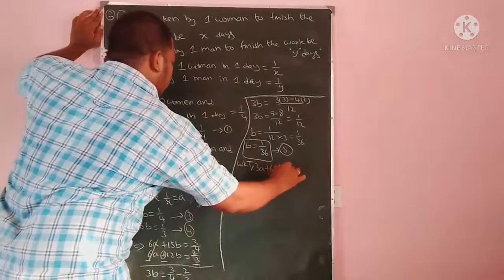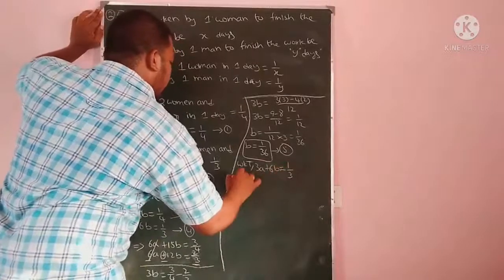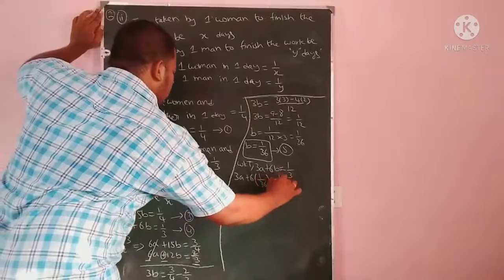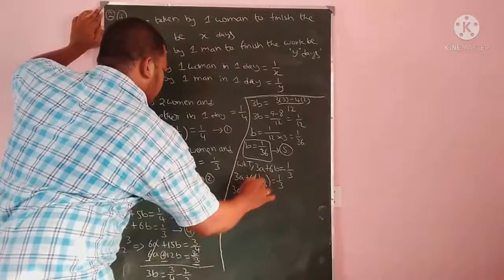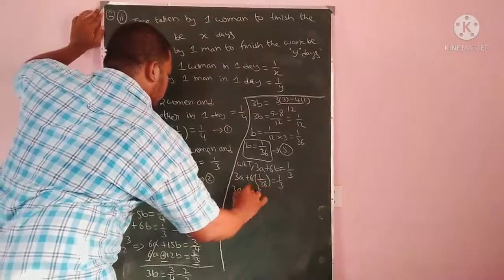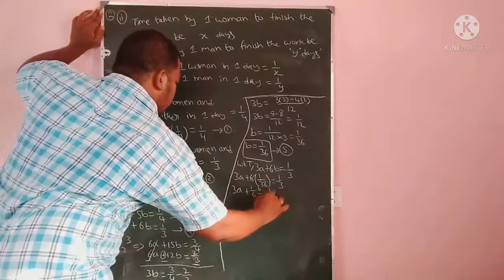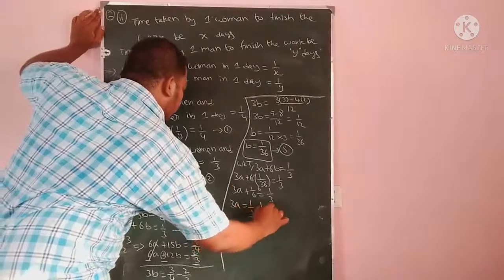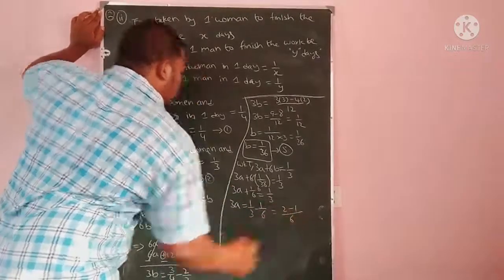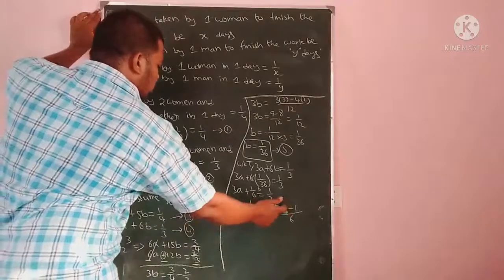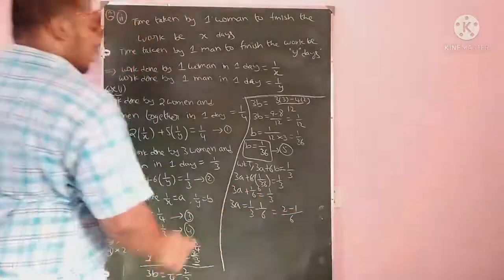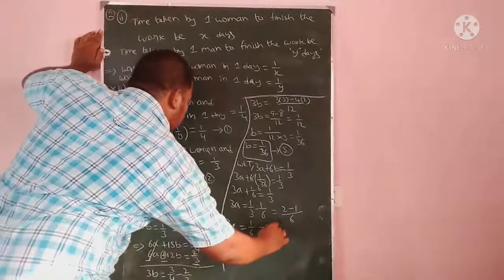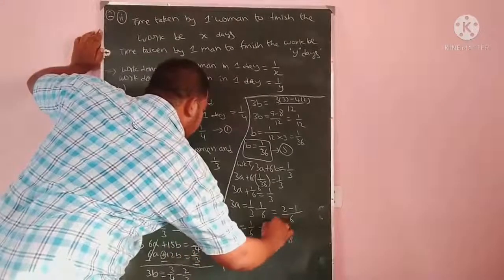And we know that 3a plus 6b equals 1 by 3. 3a plus 6 into 1 by 36 equals 1 by 3. 3a, this is 6, so plus 1 by 6 equals 1 by 3. 3a equals 1 by 3 minus 1 by 6. LCM is 6, so 2 minus 1. 3 2s are 6, so 2, 6 1s are 6. So a equals 1 by 18.